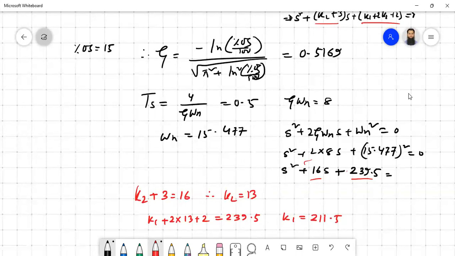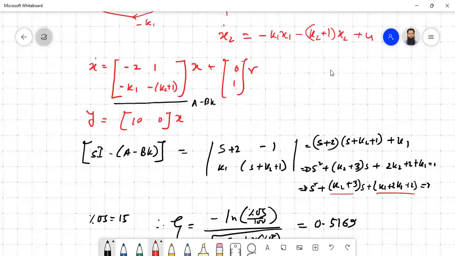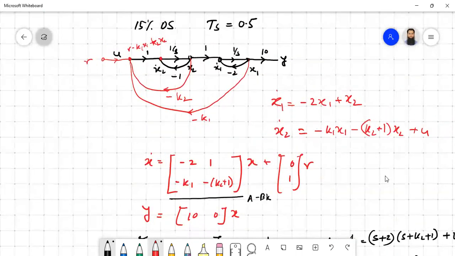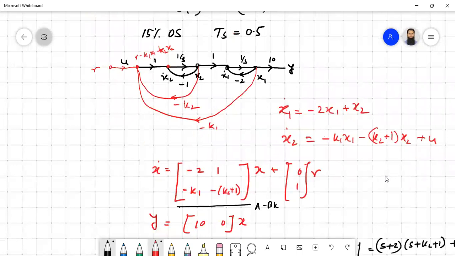So this is what we are trying to figure out originally as well. So basically minus K1 is minus 211.5 and this is minus 13. So our designing is done. This is simple because this is just a second order system. But in some cases, the system of higher order may not be as easy as this one. So for that, we have to go for an alternative method.